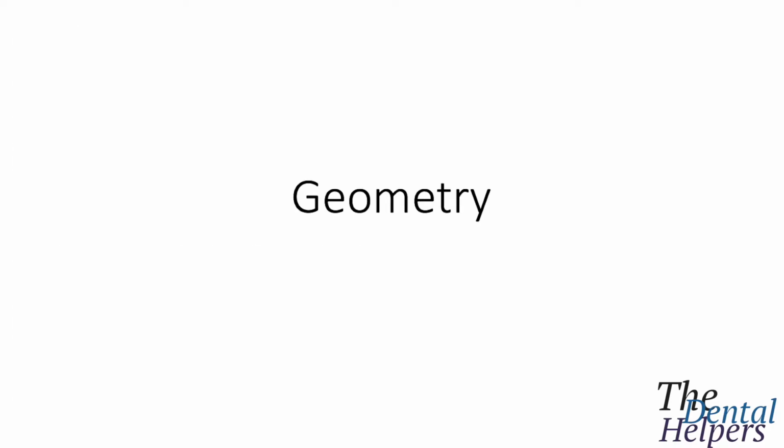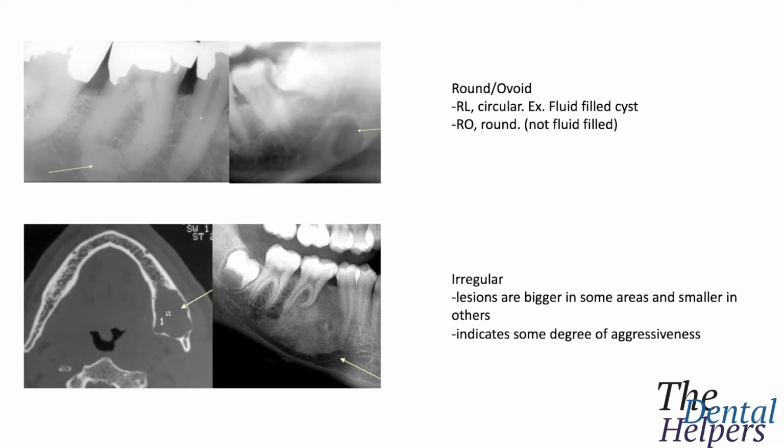So now let's look at geometry. So we have round ovoid, and that's kind of obvious. If we look at this lesion right here, it's pretty much a circle. And if we look at this one right here, it's the same thing. The only difference is in this case we have a radiolucent, circular lesion, which would be more likely a fluid-filled cyst. In this case right here, we have a radiopaque, round, not fluid-filled lesion.